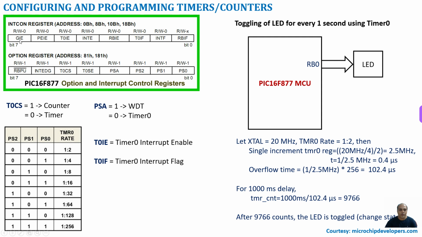A0 in the sense 1, 0, 1, 0, all 4 zeros. Lower part is 4 zeros. So 1 is global interrupt enable. This is required for enabling all the interrupts, and I am enabling the timer 0 interrupt. So timer 0 interrupt enable. T0IE is timer 0 interrupt enable.